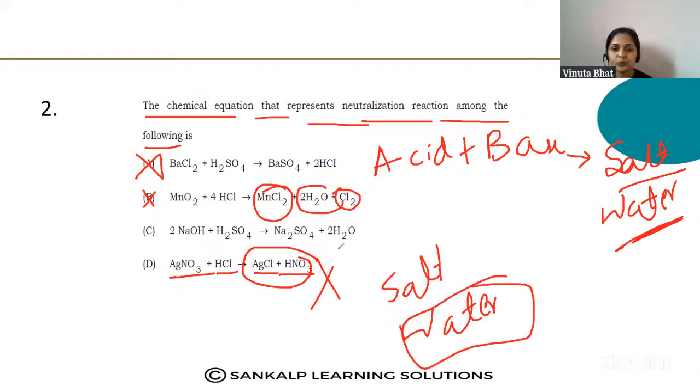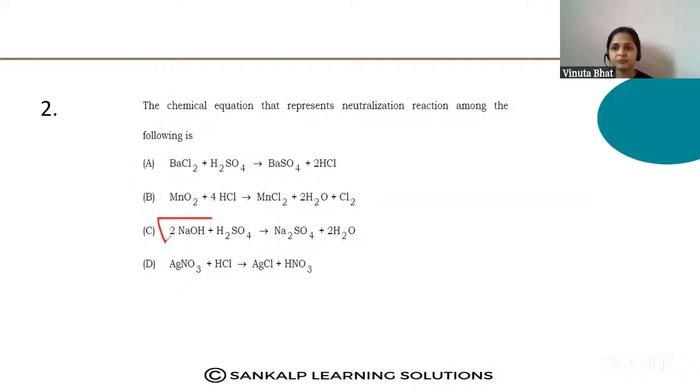Water should be formed, but in those reactions we cannot see it. Here, sodium hydroxide is a strong base and H2SO4 is a strong acid. They form sodium sulfate, the salt, and water is also formed. So the correct neutralization reaction is sodium hydroxide reacting with sulfuric acid, forming salt and water.